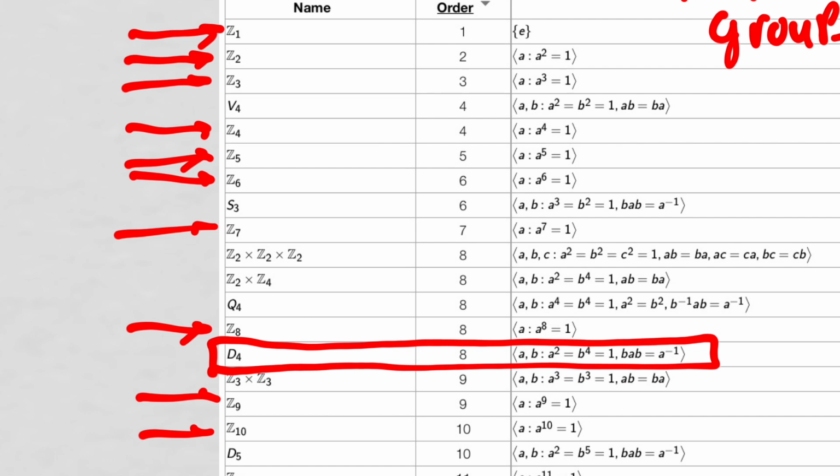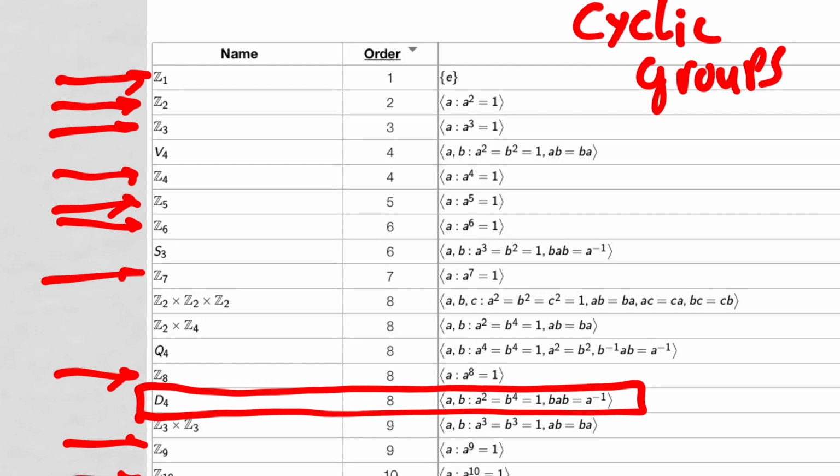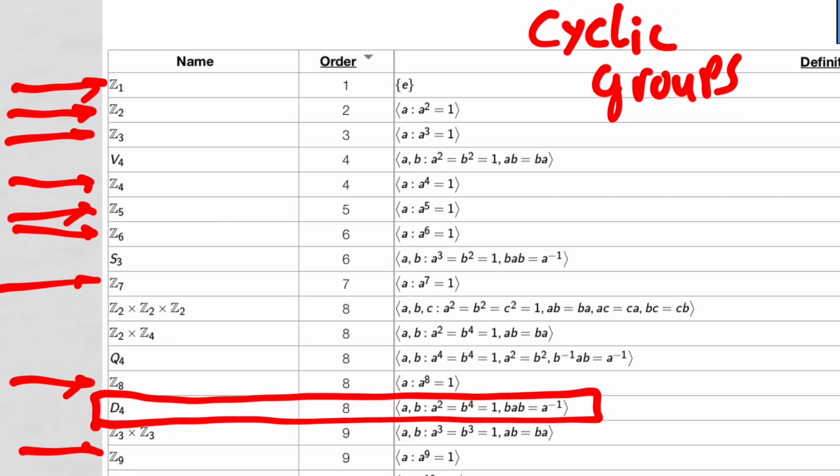Now, the basic principle is, let's look. Obviously, these groups are related, right? They're given the same name. They're given a certain type of name, and there seems to be an infinite number of them. There are. So we turn to the group presentation to see what's the similarity. And it's very, very straightforward. If there is only one generator, you are dealing with a cyclic group. Let's look. We see Z1, one generator, cyclic. One generator, cyclic. One generator, cyclic. And when I say cyclic, I mean it's one of these Z's, right?